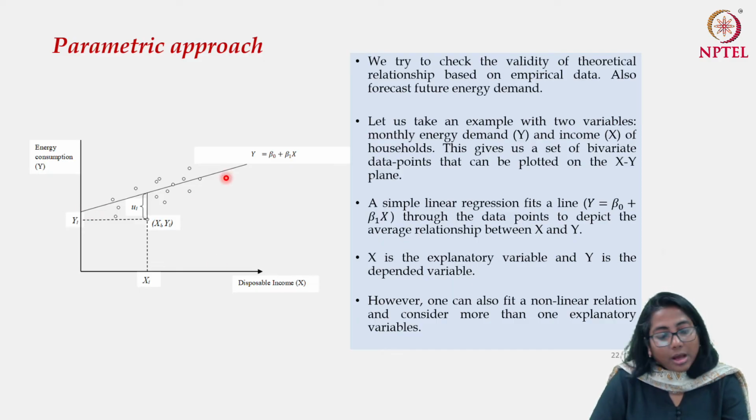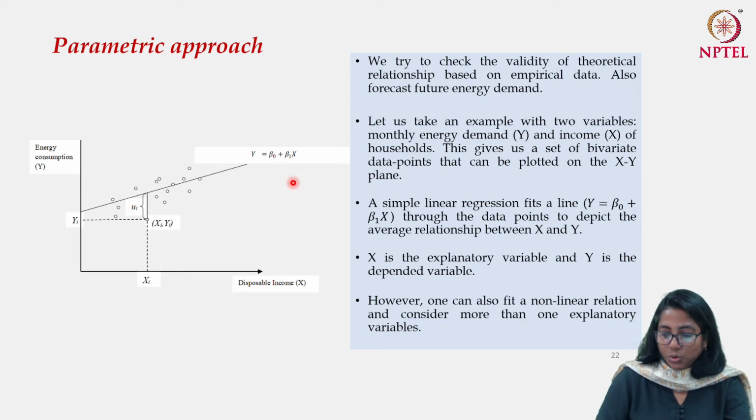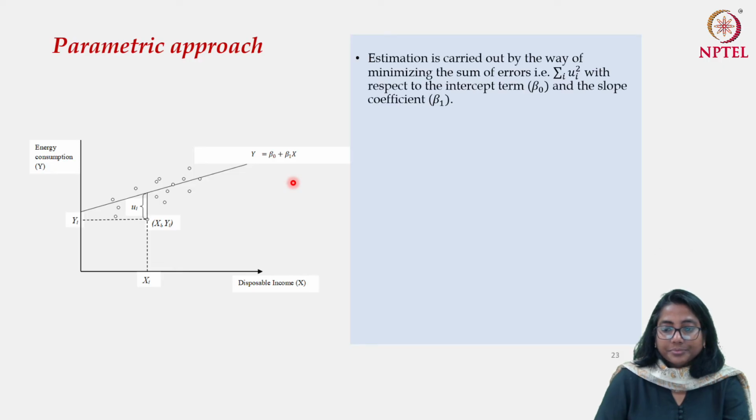If I actually fit a line, the equation of the line can be represented as y equal to beta naught plus beta 1 x. Now, what is beta naught and beta 1? We'll just look into the next slide. So, beta naught is the intercept term of this line, and beta 1 is actually giving you the slope of this line. So, beta 1 is actually telling you what is the change in energy consumption if there is a change in the disposable income.